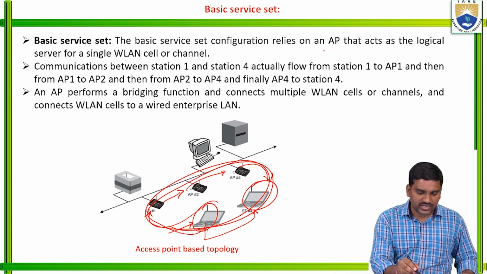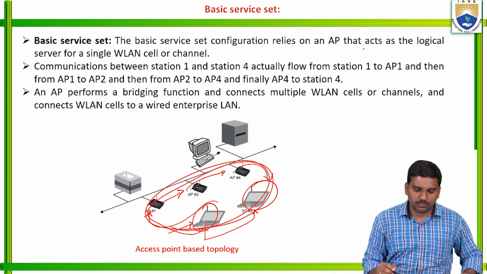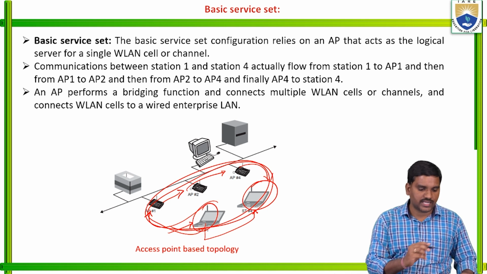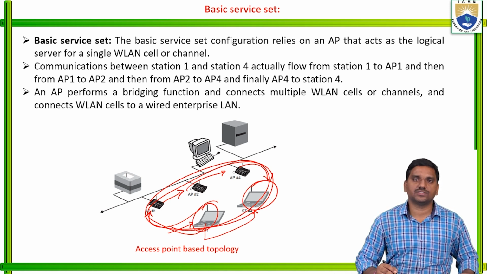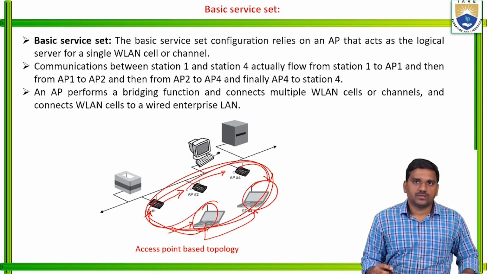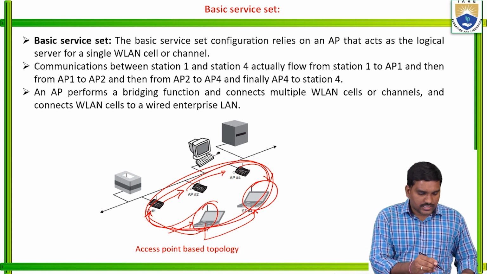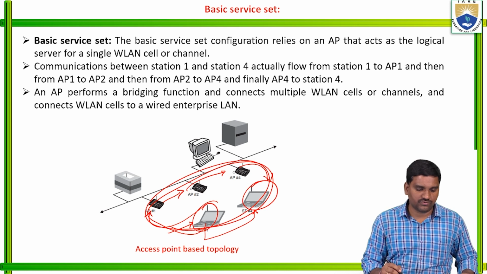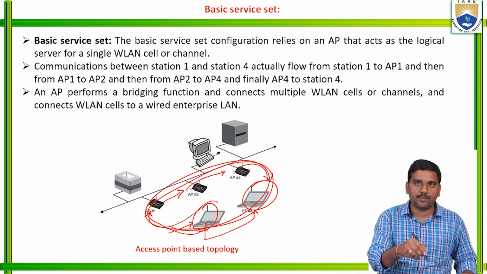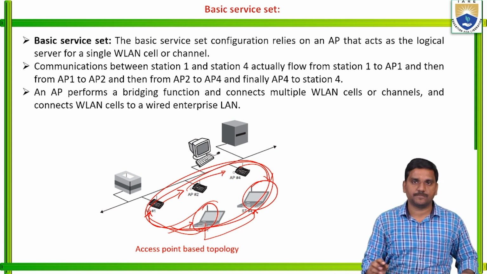The basic service set configuration relies on an access point that acts as the logical server for a single local area network cell or channel. An access point performs a bridging function and connects multiple WLAN cells or channels, and connects WLAN cells to a wide enterprise local area network. So this is the basic operation of the basic service set.